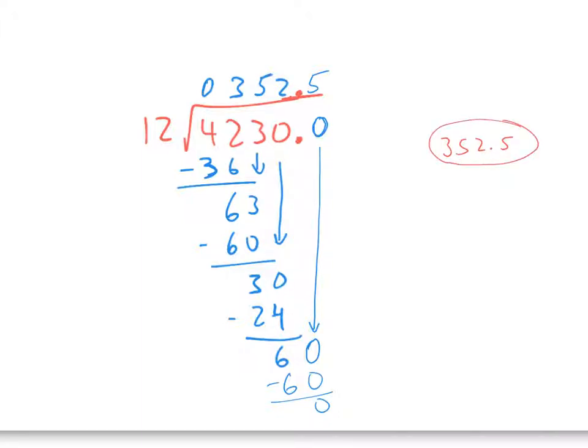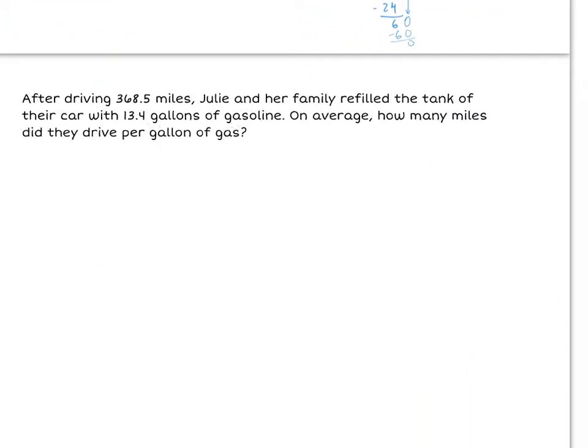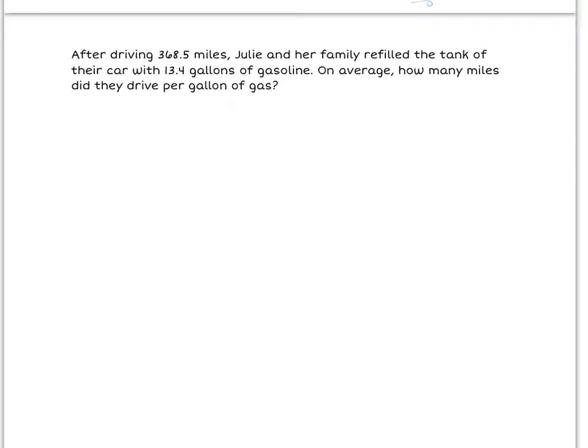Okay? So, dividing with 2 decimals. The first step is to move the decimals over, so now you only have 1 decimal number. So let's look at a story problem. After driving 368.5 miles, Julie and her family refilled the tank of their car with 13.4 gallons of gasoline. On average, how many miles do they drive per gallon of gas?